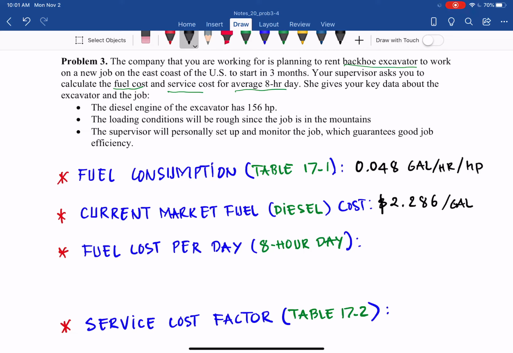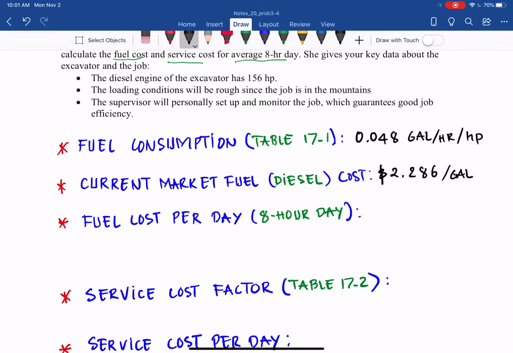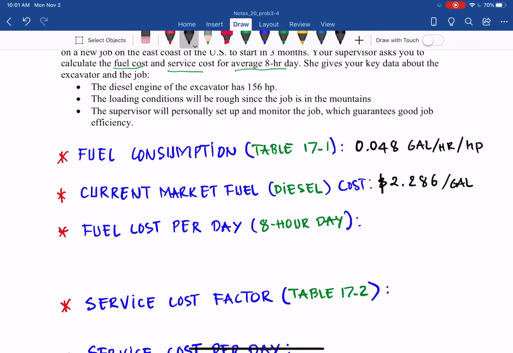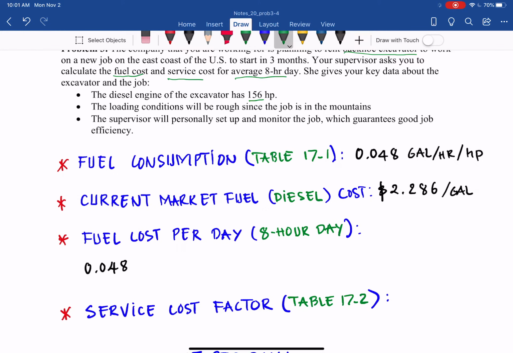From that we can find the fuel cost per day, and this problem gives you 8-hour working days. So how can we find the fuel cost per day? It will be equal to how many gallons are used per hour: 0.048 gallon per hour per horsepower. How many horsepower? The problem gives us 156 horsepower for this excavator, so you multiply by 156 horsepower. How many hours per day? It's 8 hours per day.